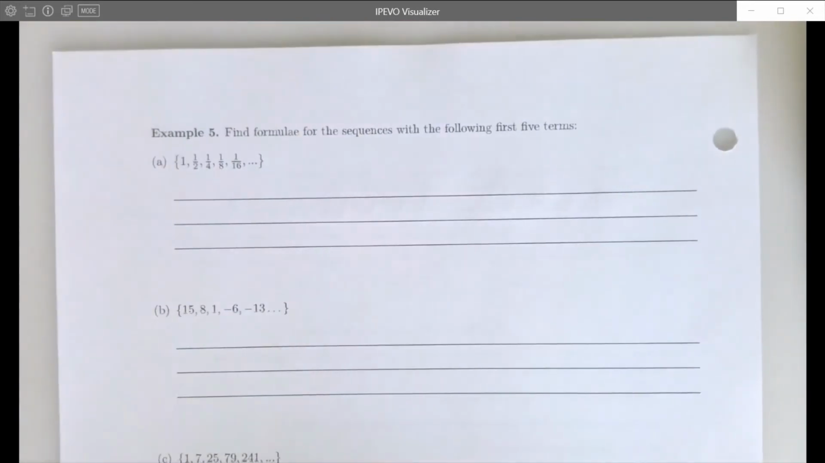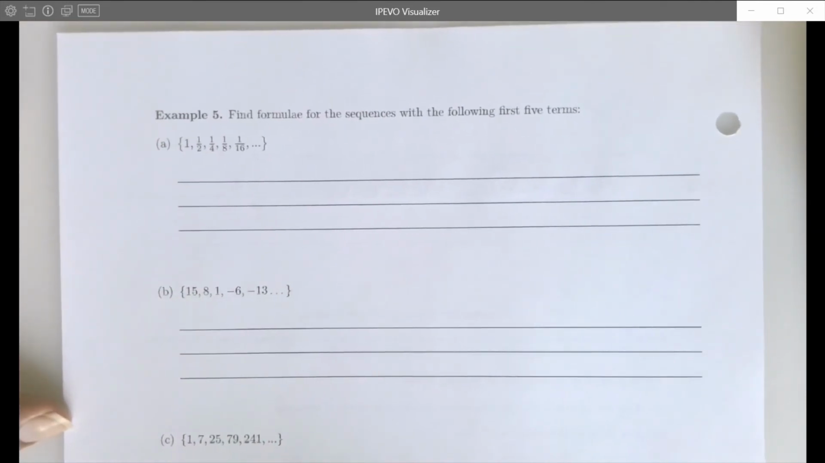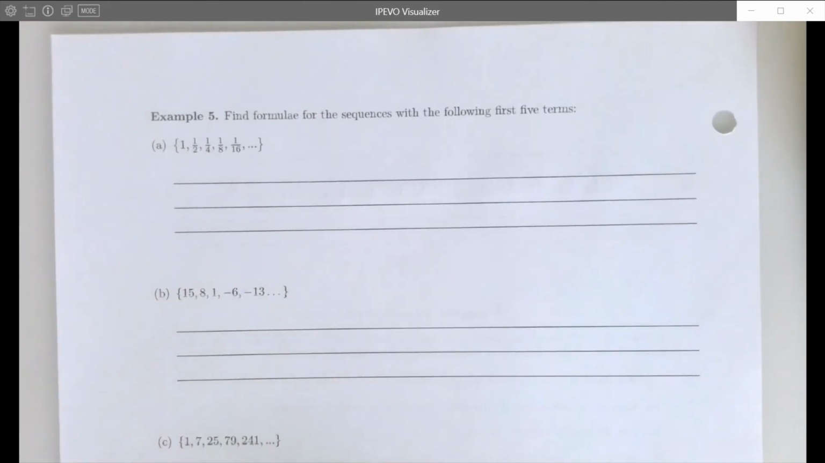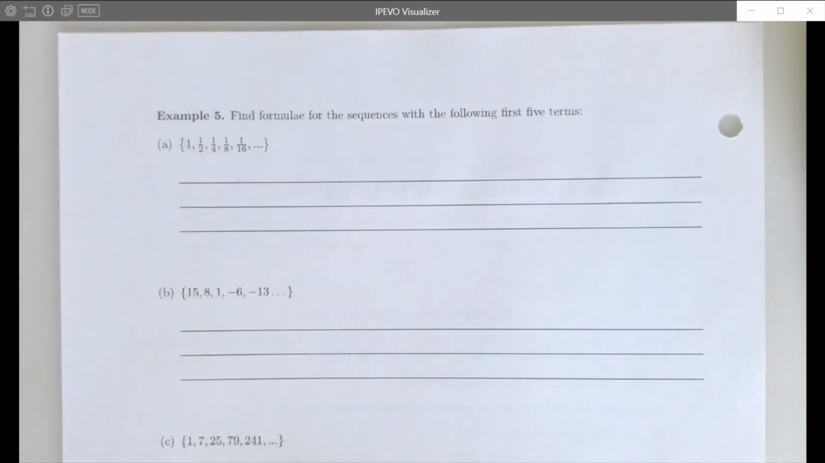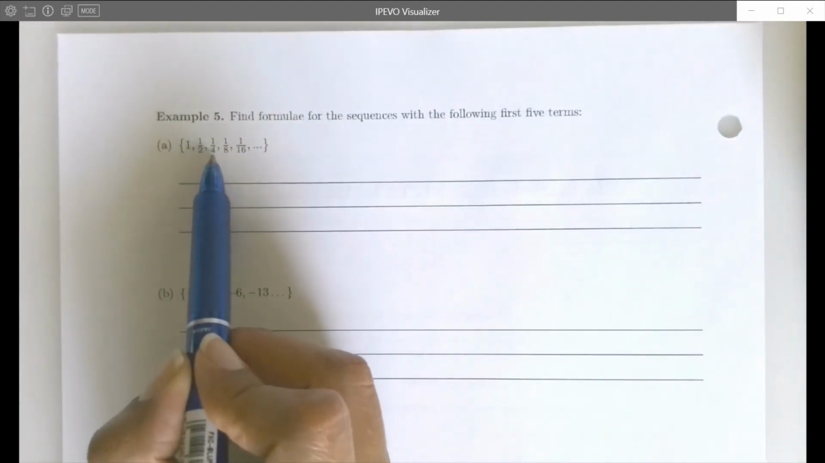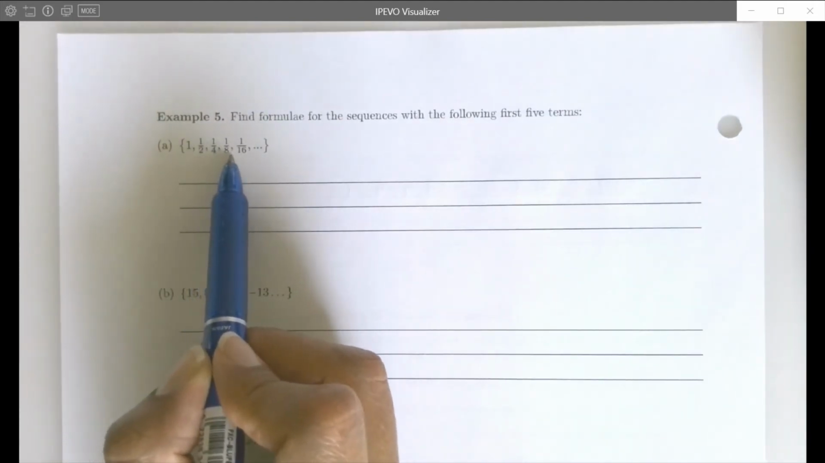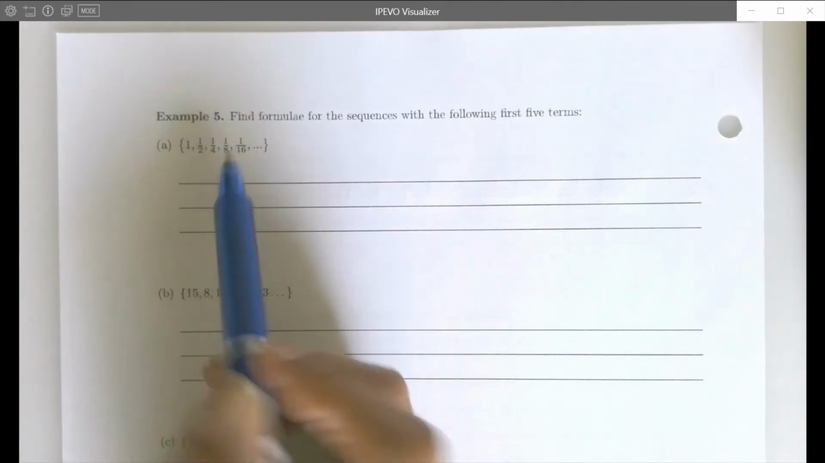So let's try example number 5. We need to find formulae for the sequences with the following first 5 terms. For part A, we have 1, 1/2, 1/4, 1/8, 1/16. And so the pattern that we're probably picking up here is that there are powers of 2 involved, right? We have a 2 to the 1, a 2 squared, a 2 cubed, a 2 to the 4th.